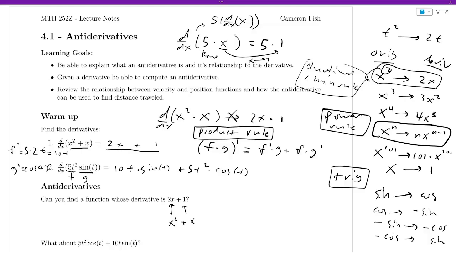Here I say, what about 5t squared cosine t plus 10t sine t? So maybe think about that for a second. Just like the previous example, we did this one already. We saw that when I did my product rule, we ended up with this on the right-hand side. So we must have started with this over here. So something whose derivative is this guy. Okay, cool.